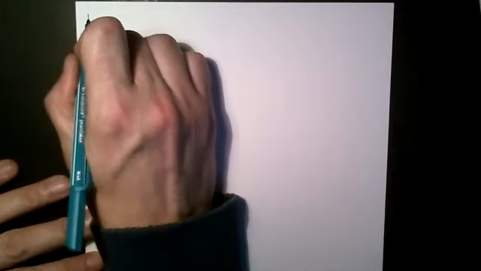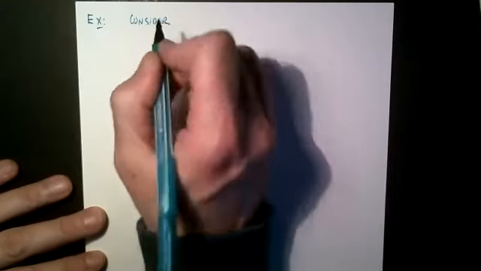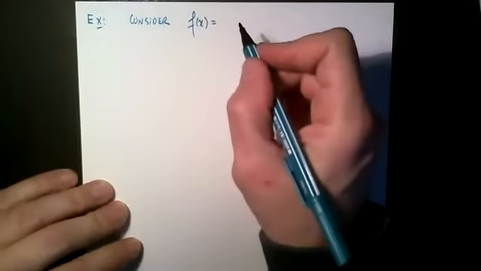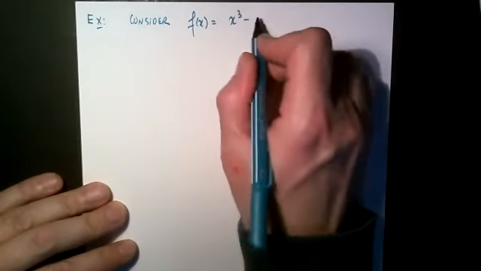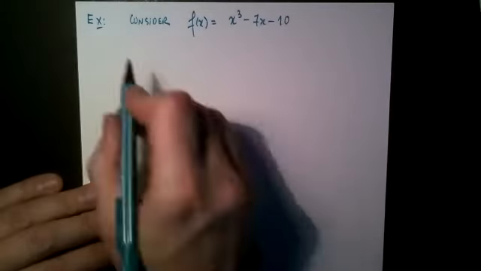So, example, reviewing the theorems. Consider f of x equals x cubed minus 7x minus 10.